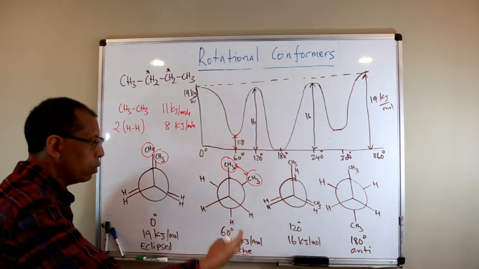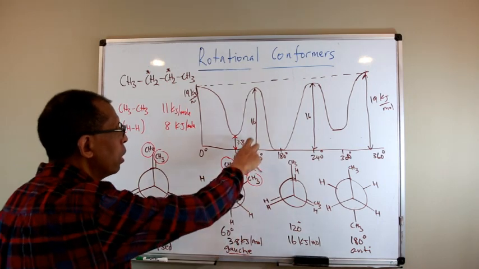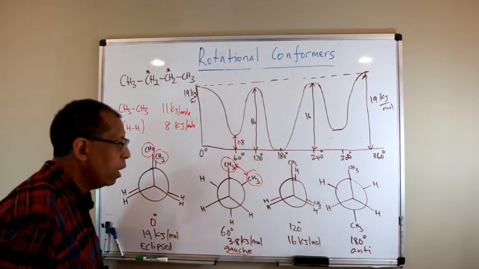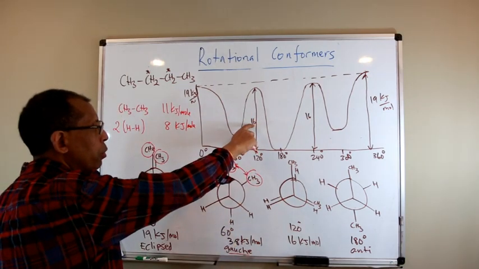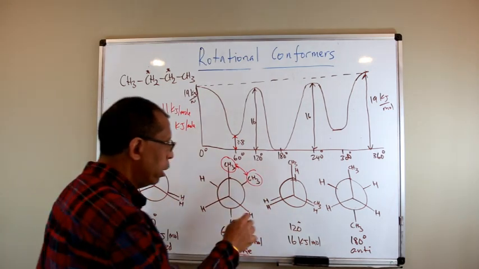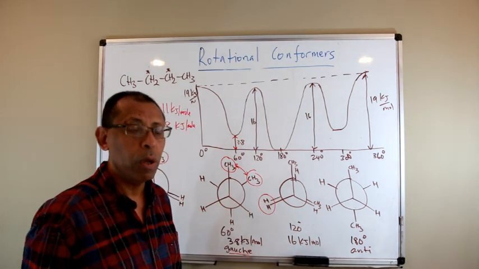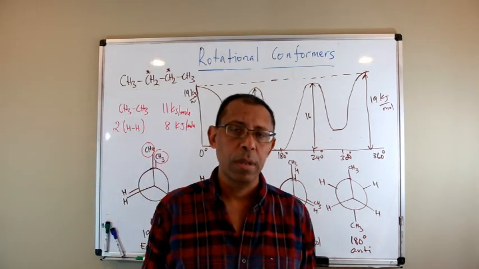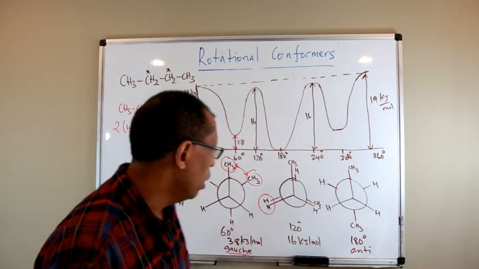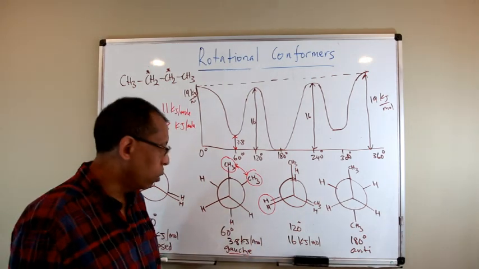Now the next one, if you rotate by another 60 degrees, the energy is 16 kilojoules per mole. Let's evaluate this. For this conformer at 120 degrees, what do we have? We obviously have two hydrogens that are eclipsed, and we know two eclipsed hydrogens produce 4 kilojoules per mole. So 4 kilojoules per mole, and now you are left with 12 kilojoules per mole.